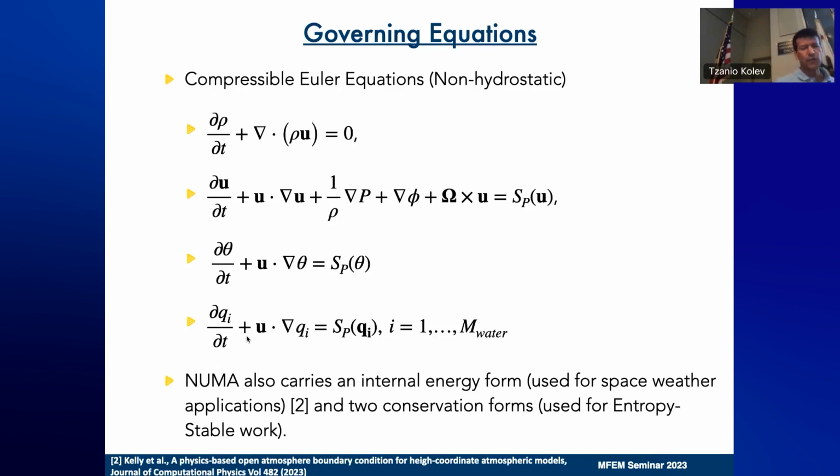And NUMA, because it is a research code, we carry a lot of different things, right? It's not just this equation set. We carry an internal energy form of the equations. We carry a couple of others, and that's only used for space weather applications. We just finished a project with DARPA on using these equations for space weather. And we have 2 conservation forms, and those forms are used really only for the entropy stable work that I'll show something about towards the end of my talk.